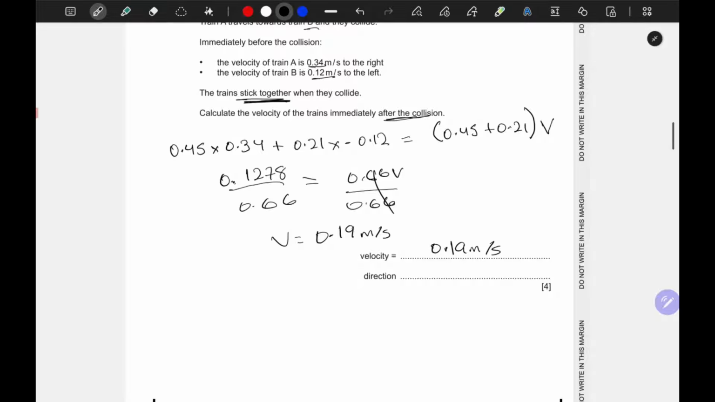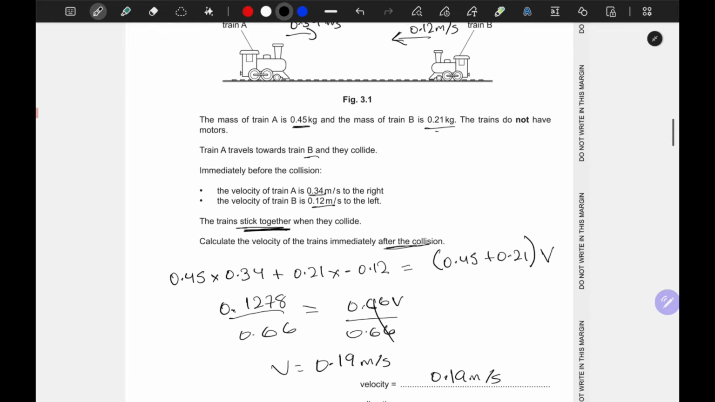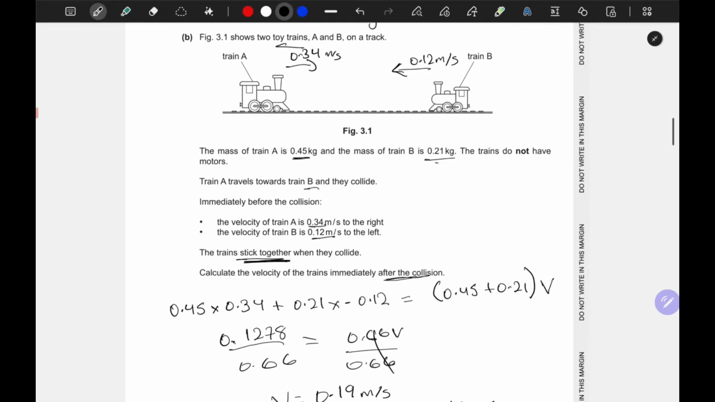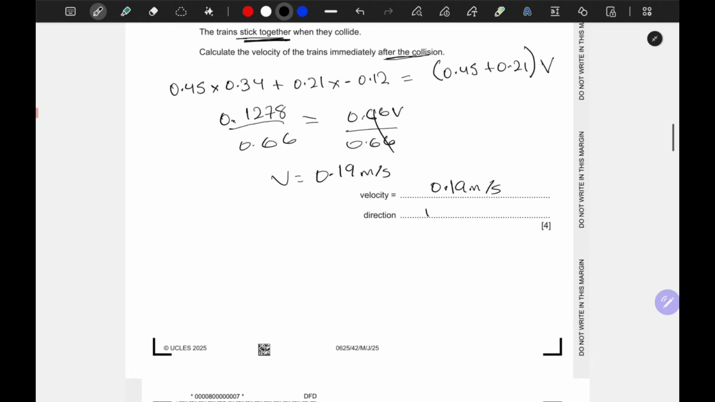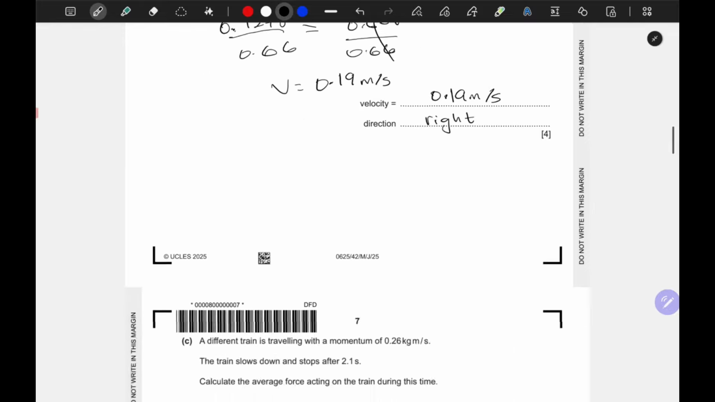So now we found the velocity. How would we know the direction? Notice how it's not negative, it's positive. Since when we're doing our calculations we decided positive was to the right, and we get a positive, the direction is right, not left. If it was negative, it would have been left.